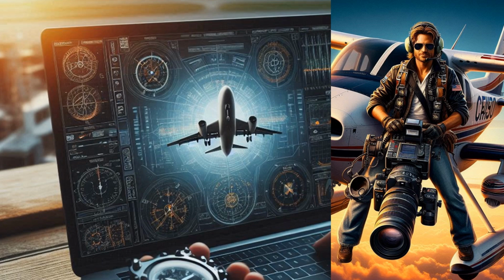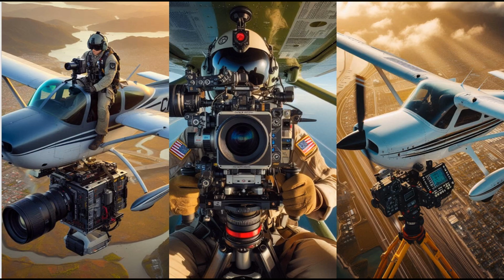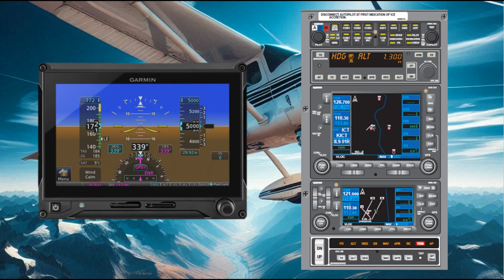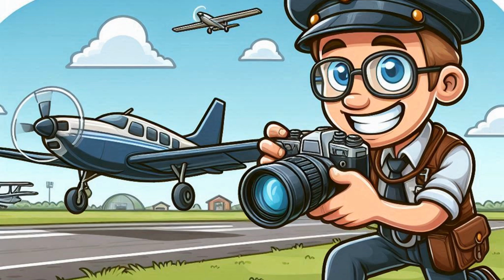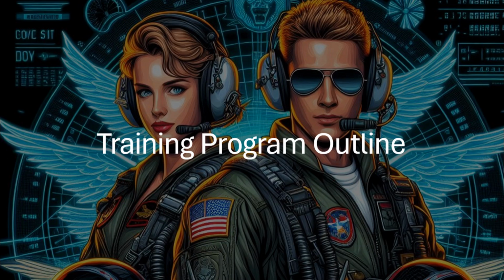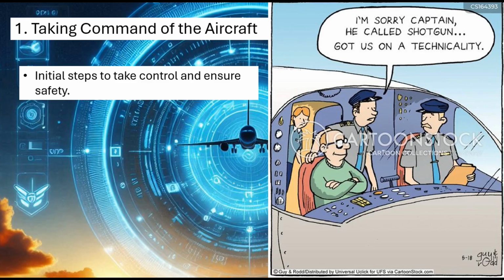Through a series of detailed modules, you will learn about the fundamental aspects of aircraft operation, from basic controls to advanced navigation and landing procedures. Our goal is to empower you with the capabilities to handle this critical situation effectively. Training Program Outline. 1. Taking command of the aircraft. Initial steps to take control and ensure safety.